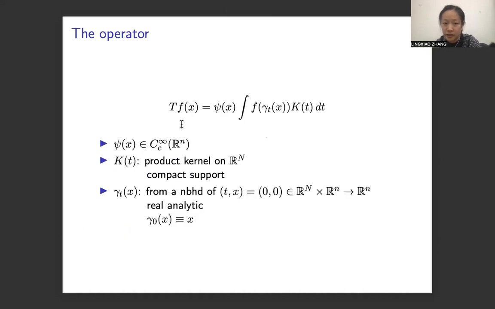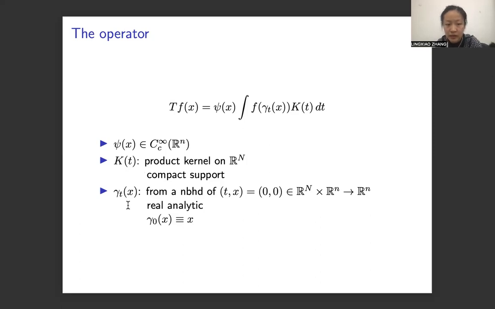Okay, this is the operator. When T acts on f, it's equal to a smooth bump function psi times the integration of f of the function gamma, integrated against the kernel K. Here, psi localizes the operator. And here, kernel K is assumed to be a product kernel on R^n, which I will define on the next page, and assume it is with compact support.